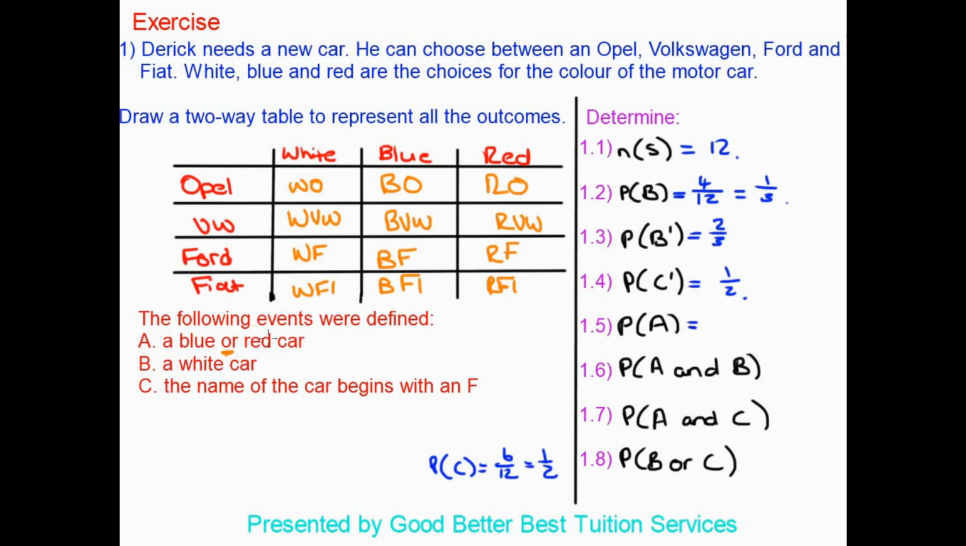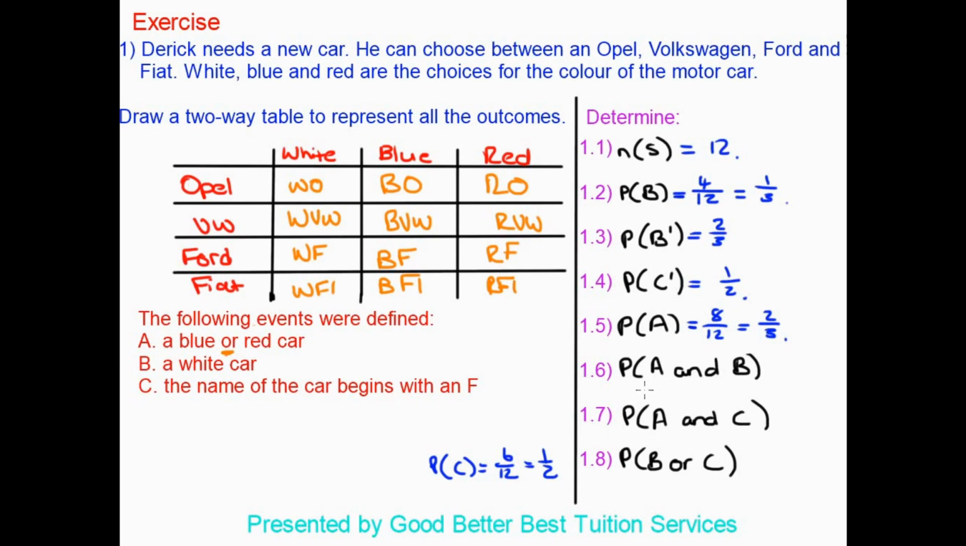Then it says the probability of event A. It says a blue or red car. Remember, it's or, so we can consider both. We find out first all for the blue, all for the red, and then add it together. Okay, so a blue or red car. Blue 1, 2, 3, 4. Red 1, 2, 3, 4. Add them together, we get 8. And so that's 8 over 12. Simplified gives me 2 over 3. And that's the probability of event A happening.